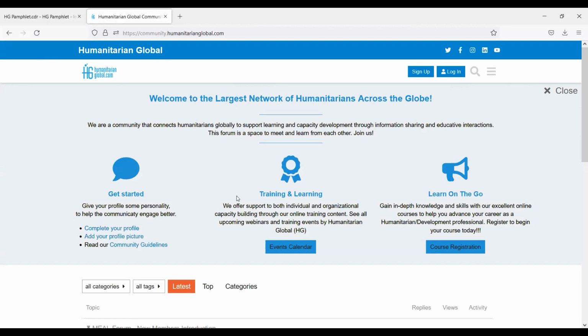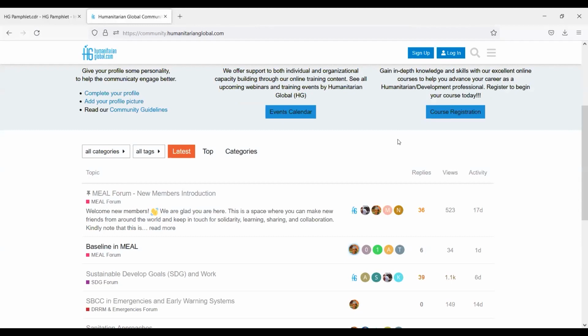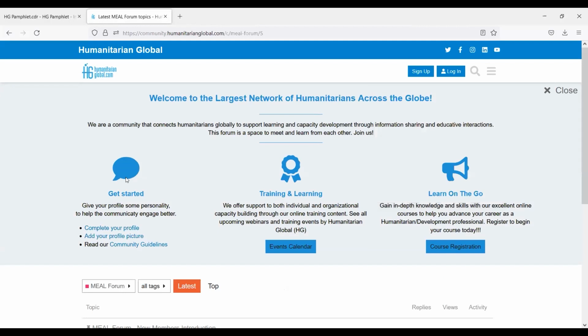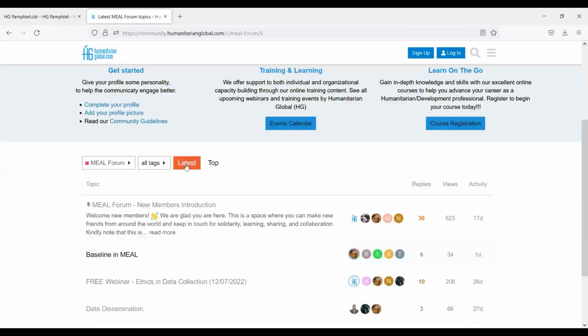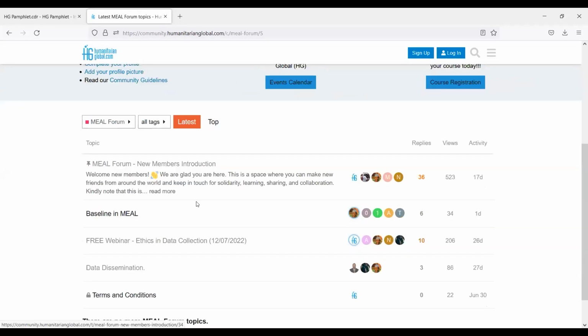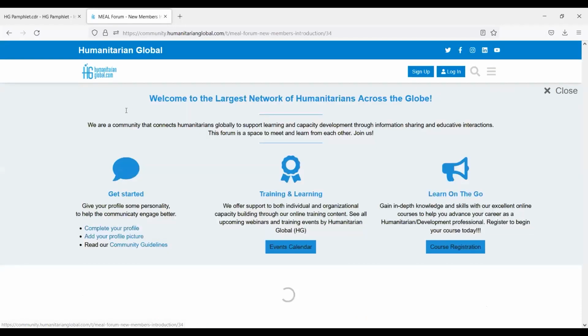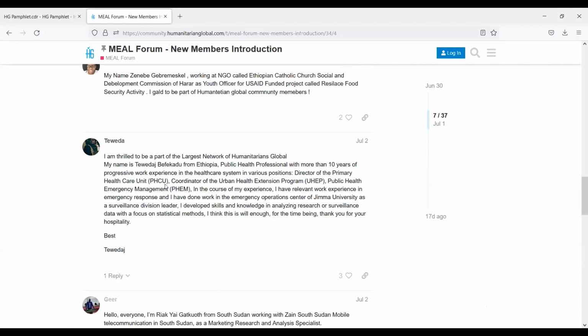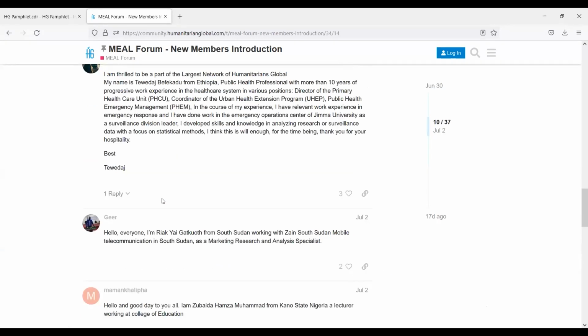And maybe just a quick highlight. Once you join, you're going to see that we do have various categories. So make sure that you choose the one that you want to join. For instance, we have the MEAL forum. Once you click on that forum, you're going to see a list of topics. First of all, make sure that you introduce yourself. It's very easy. You can even go through and see the participants of this group or forum and see their introductions there.